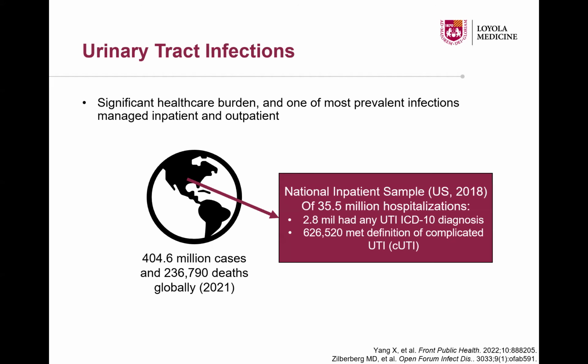Zooming in specifically on the US, so this is data from 2018. Of 35.5 million hospitalizations, 2.8 million had UTI diagnosis associated with it. And of those, over 600,000 of them met the definition for complicated urinary tract infections, which is a slightly different definition historically compared to what we'll talk about today.